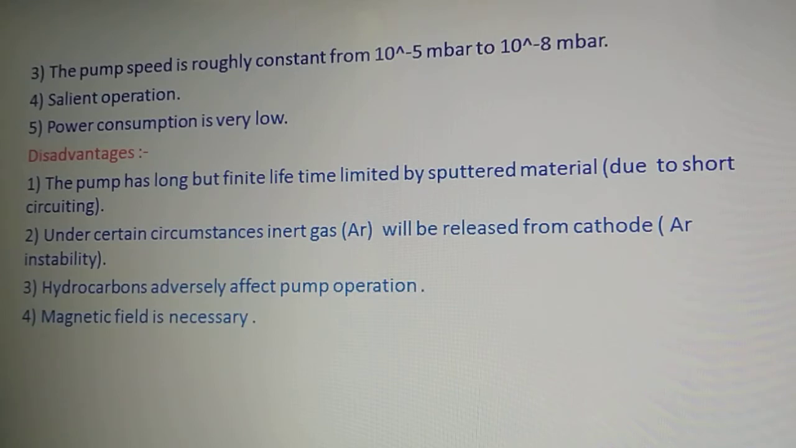Now what are the disadvantages of this sputter ion pump? This pump has a long but finite lifetime, limited by sputtered material causing short circuits. The second disadvantage is that under certain circumstances an inert gas like argon will be released from the cathode. That's why argon instability happens. The next disadvantage is that hydrocarbons adversely affect the pump operation. And the last one is that a magnetic field is required. So these are the advantages and disadvantages of the sputter ion pump diode form.